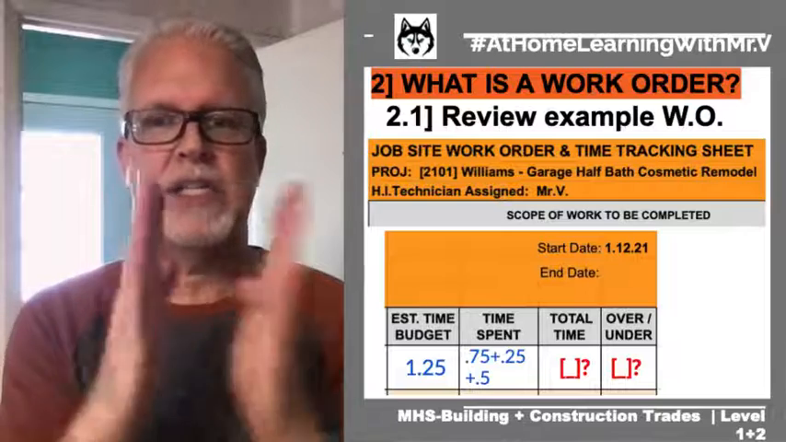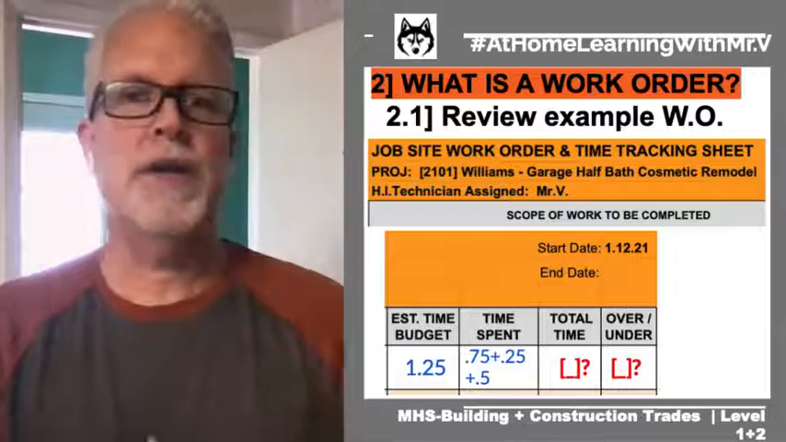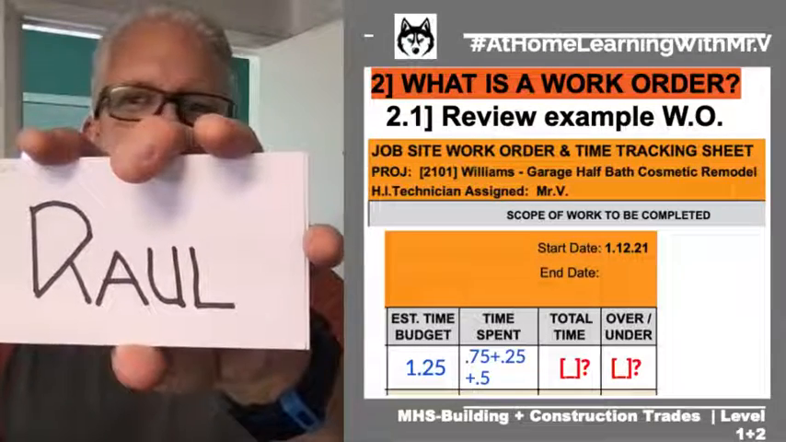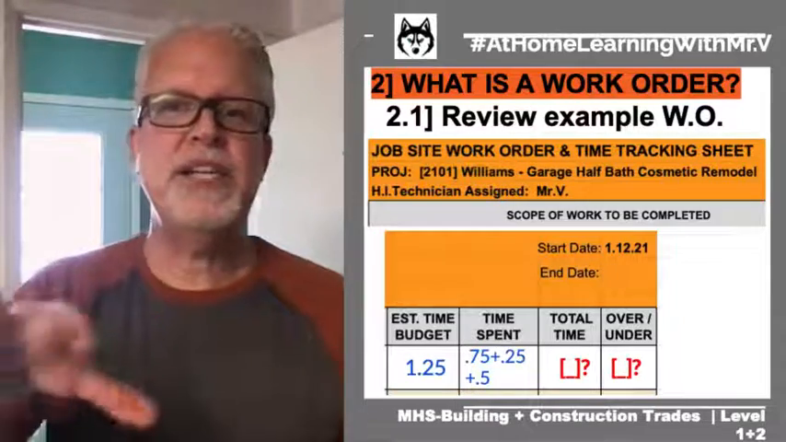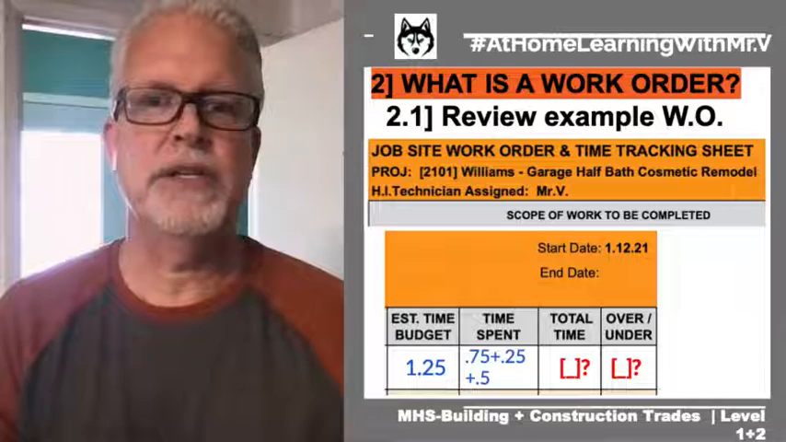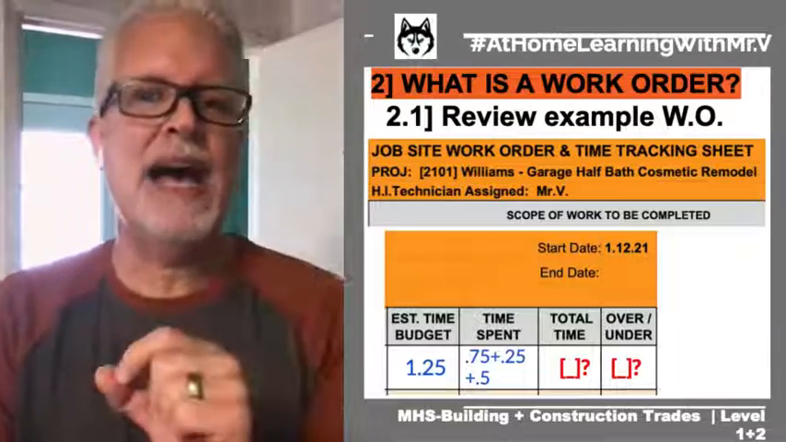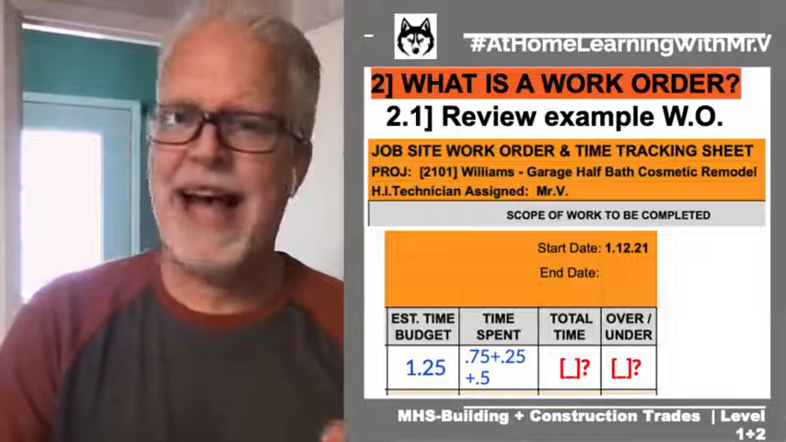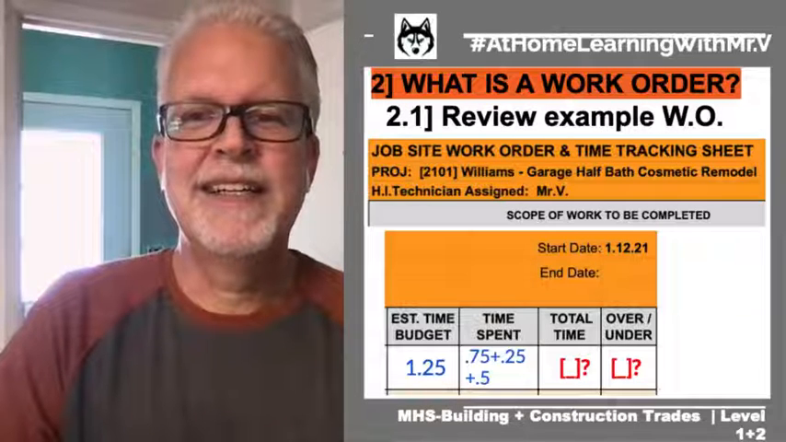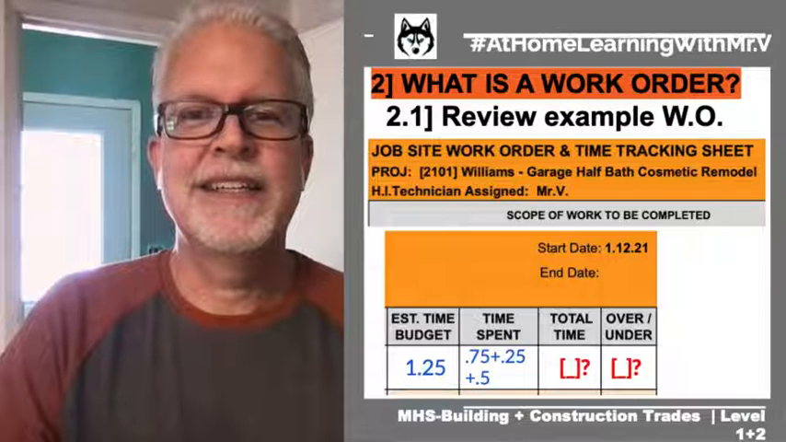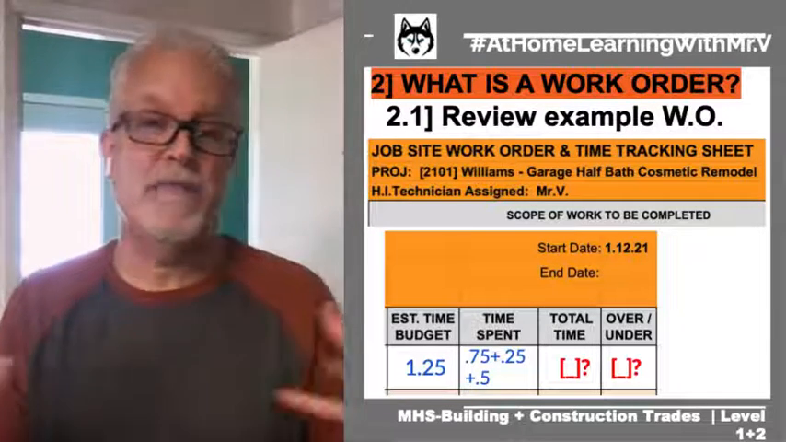And last but not least, let's look at these 4 columns across the bottom. And Raul, are you out there? Perfect. Okay. Help me teach this next segment and see if it all makes sense to you guys. Okay. So the first column there on the left, it says estimated time budget. What the heck is a time budget? Yeah, right. You've heard of like a money budget, right?